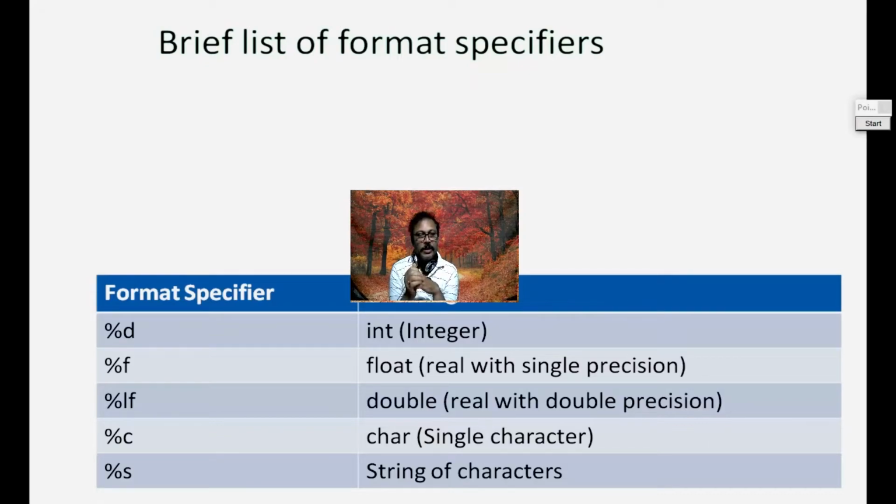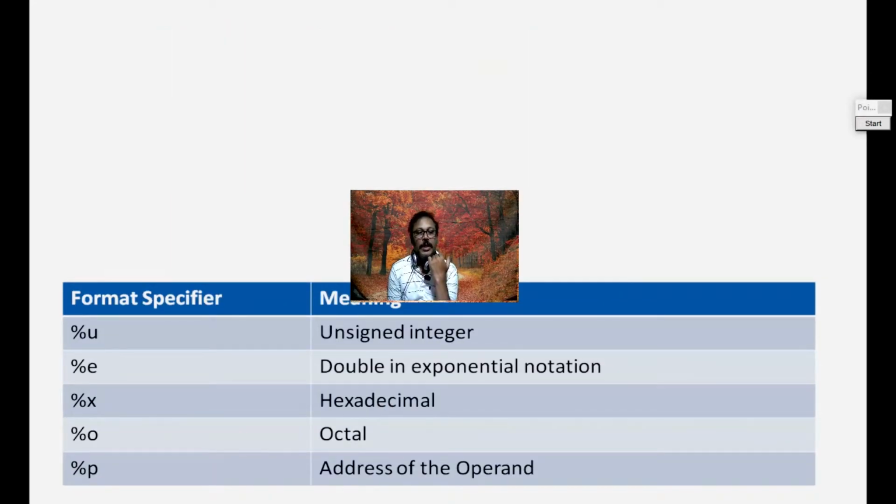So we will see what to use in our compiler. %d, %f, %lf, %c, %s for integer, floating point, double, char, string of characters. And the other format specifiers are %u, %e, %x, %o, %p. So these we rarely use. Unsigned integer we may use, but octal, hexadecimal, whenever you are using, you can check it.